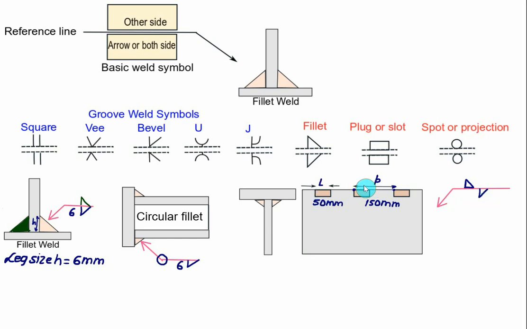So this time you have to mention the length as well as the pitch. The length you have to mention as 50 and the pitch as 150. This one is representing the length and 150 is representing the pitch. Now using this you are able to read the drawing.